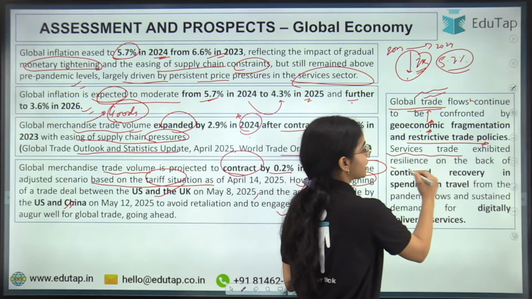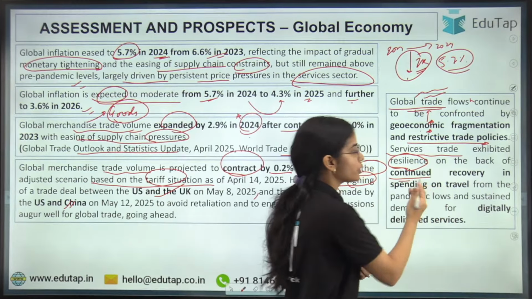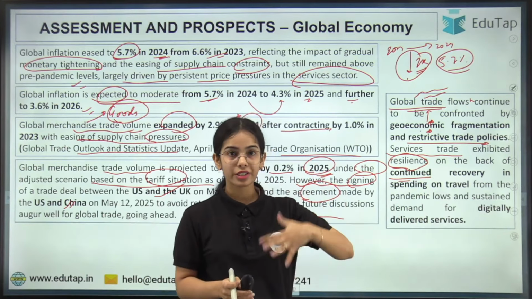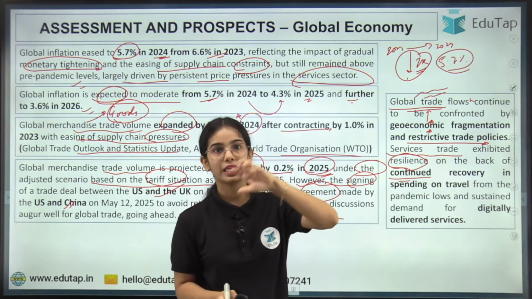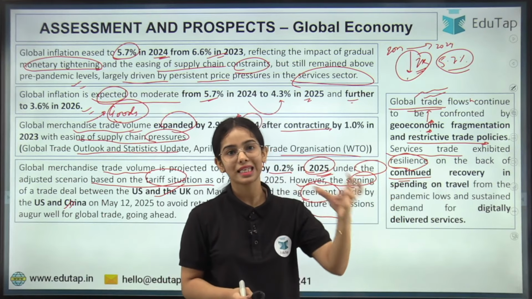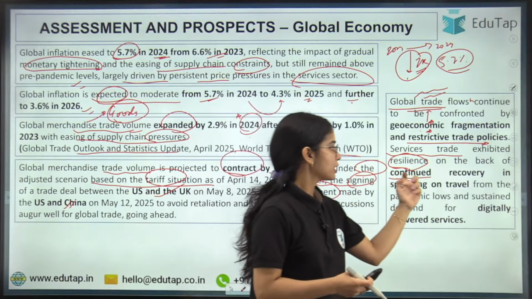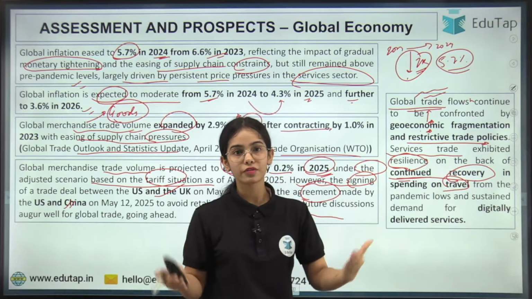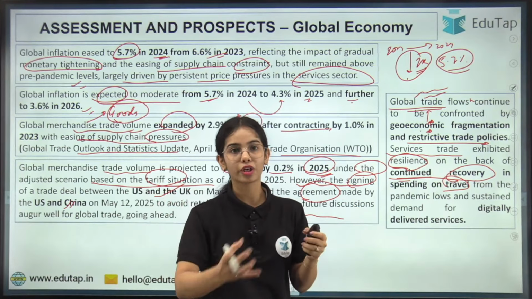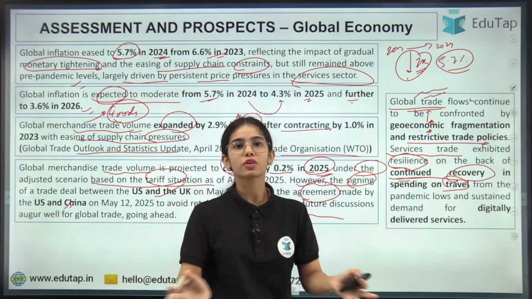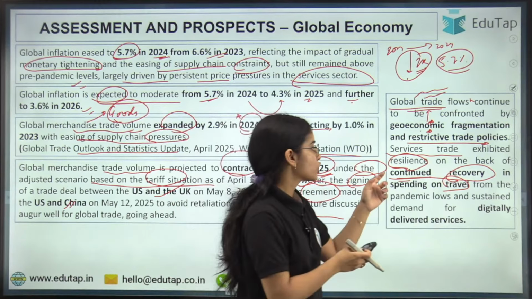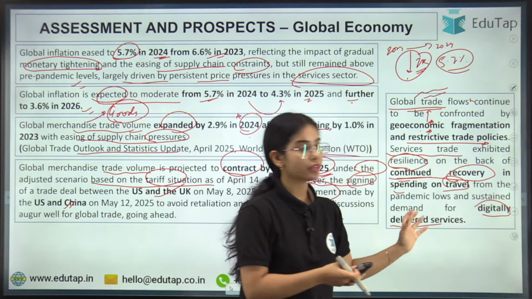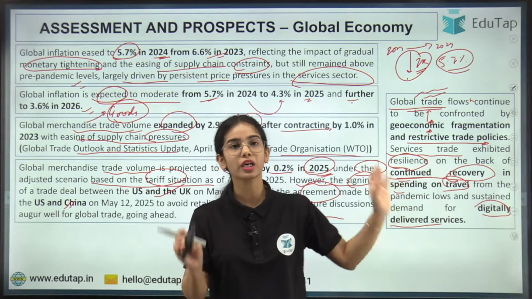Services trade has exhibited resilience, and there is continued recovery in the travel that is happening between the countries. After the pandemic, traveling from one country to another has increased again, and so this has recovered. So the service sector, the hotel industry, the restaurant industry, and the traveling industry are again going up. There is recovery in the spending on travel, as well as demand for digitally delivered services. So services still show a better picture.